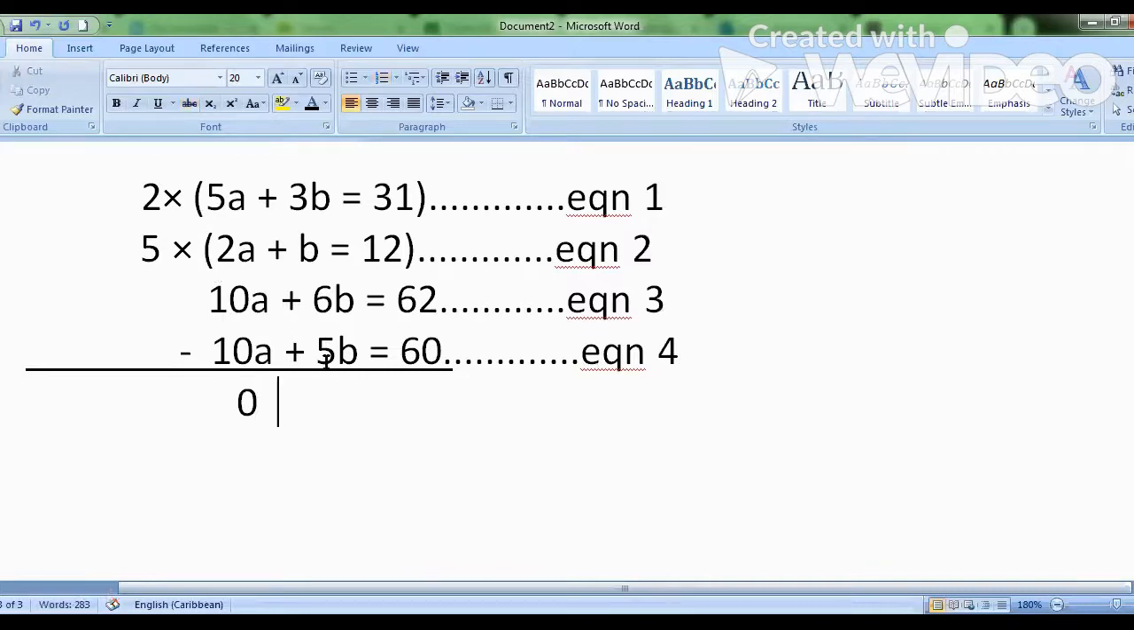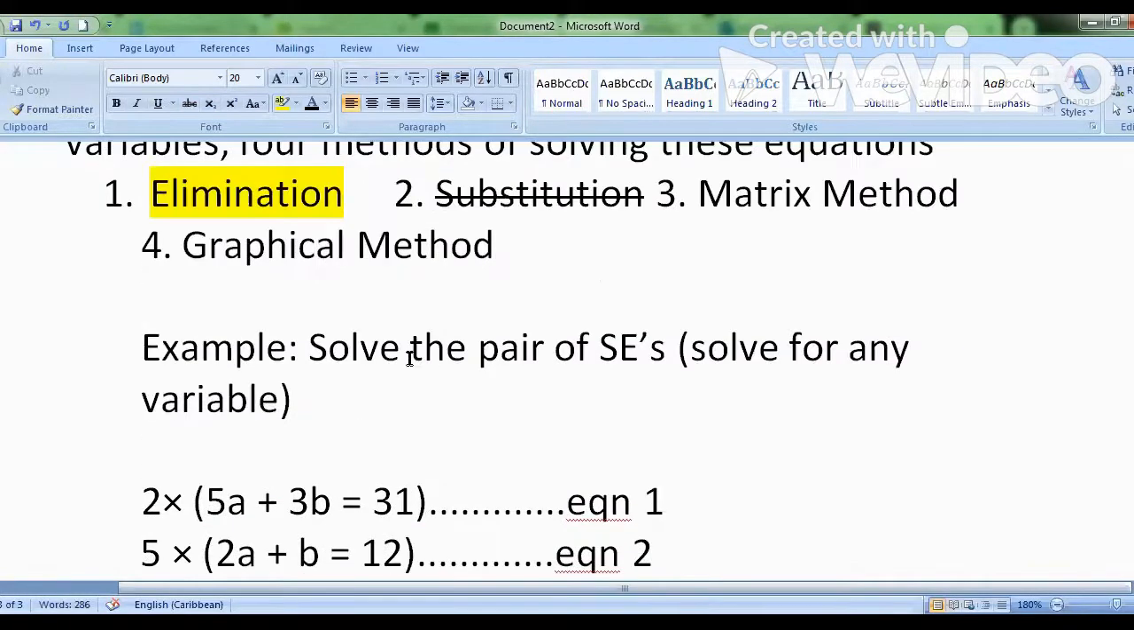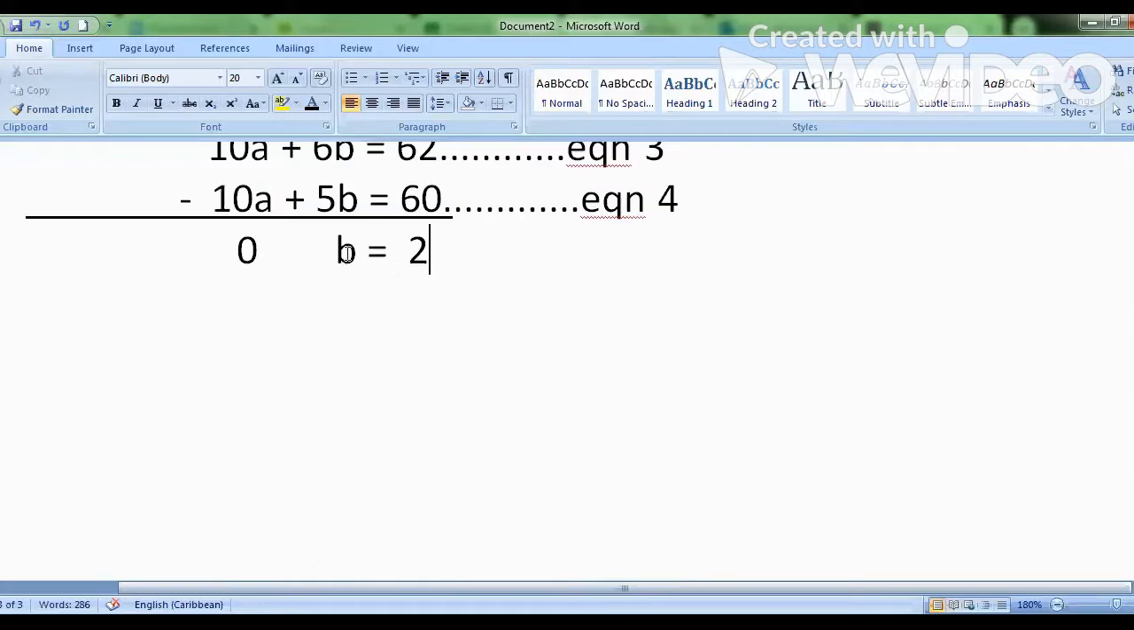Now what is 5B from 6B? Or you could say 1B, not true. What's 60 from 62? 2. So the question will solve for A and B. What you notice, we just solved for B. We just worked out B a while ago, you know.